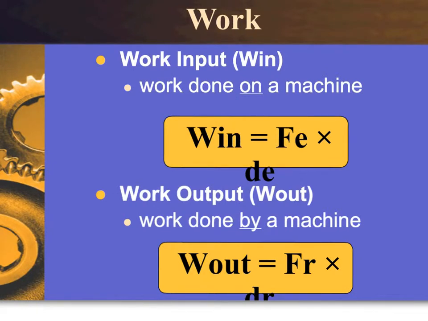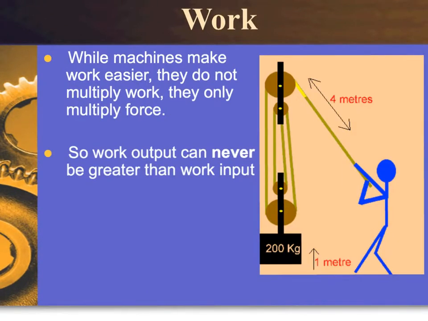Work input is the work that is done on a machine, and the formula for work input is the effort force times the effort distance. Work output is the work that is done by the machine, so work output equals the resistant force times the resistant distance. Because of friction, our work output can never be larger than our work input. Now, while machines make work easier, they do not multiply work, they only multiply the force. So work output can never be greater than work input.